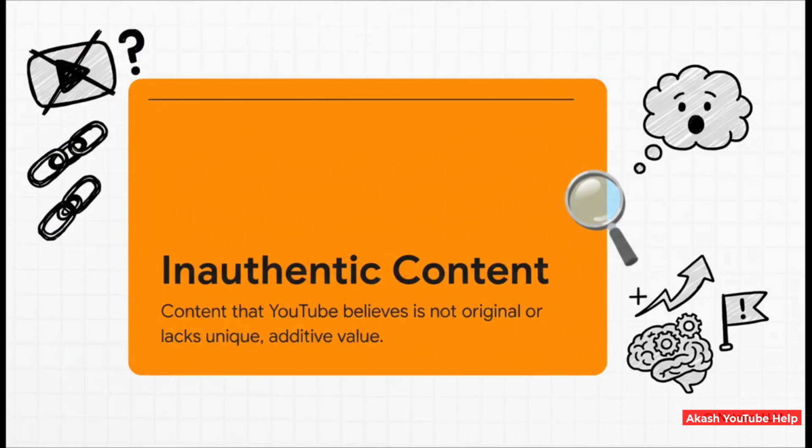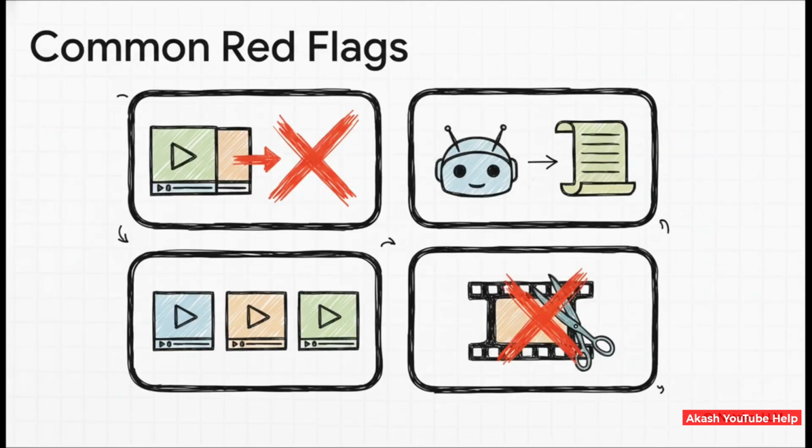Okay, let's quickly break down what this term even means. When YouTube flags something for inauthentic content, it's basically their way of saying, hey, we don't think your videos are original or that they add enough unique value. It's kind of like a quality control check, but it catches so many creators off guard. So, what does this actually look like? Well, the blueprint points to 4 really common red flags. Things like reusing someone else's content without adding your own spin, using an AI voiceover or a script you just copied, or uploading a bunch of really similar, repetitive videos. And a big one, just posting clips with 0 new editing or commentary.